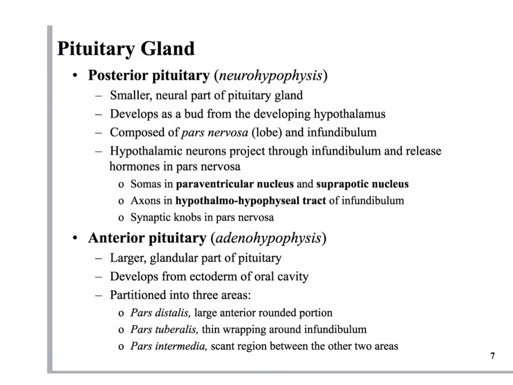Your posterior pituitary is also known as the neurohypophysis. Neuro because what's its embryonic origin? It comes from the nervous system. It's a neural part that develops as a bud from the developing hypothalamus. We call it the pars nervosa and the infundibulum together, and we have the different parts that I talked about, the paraventricular and the supraoptic nuclei.